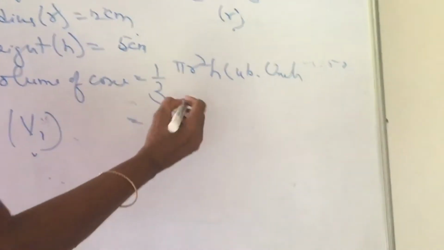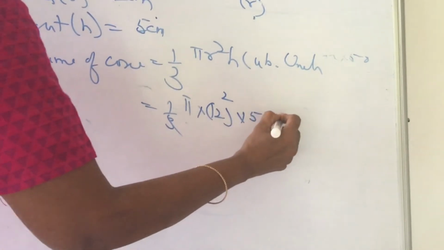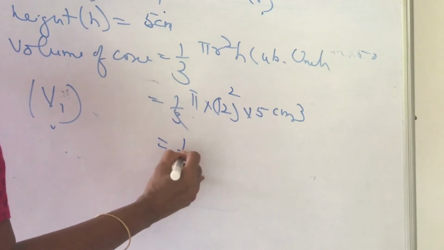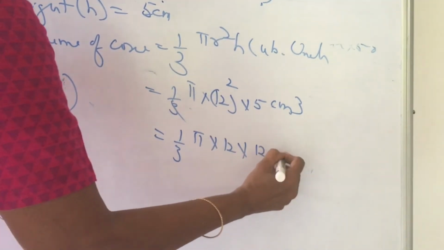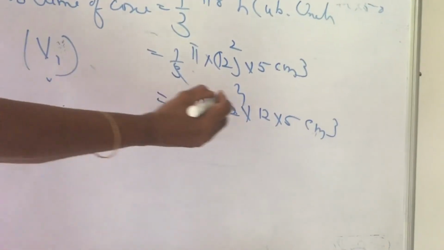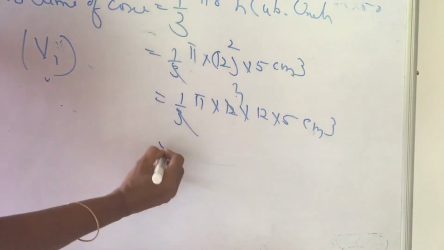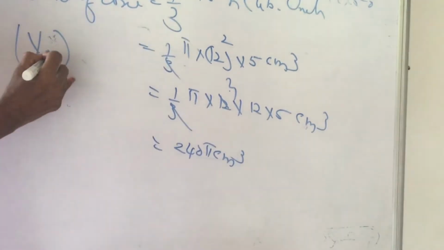R is how much, children? 1 by 3 pi into 12 square into 5 centimeters cube. Multiply, children. 4 5s are 20. That is 240 pi centimeters cube, which is V2.